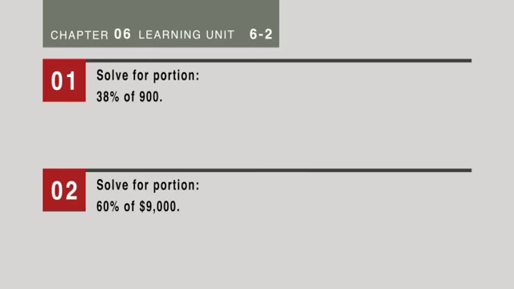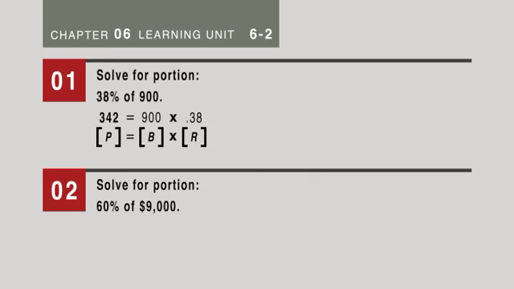Let's take a look at number 1. We are solving for the portion. It's 38% of 900. So we're simply going to take the base 900 times the rate turned into a decimal. 38% changed to a decimal is 0.38. 900 times 0.38 is 342. So our portion is 342.